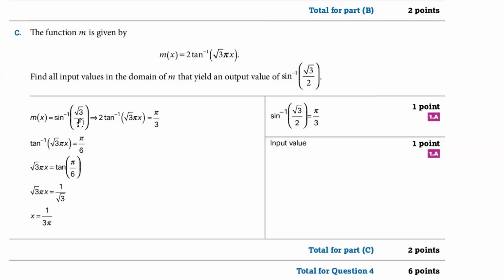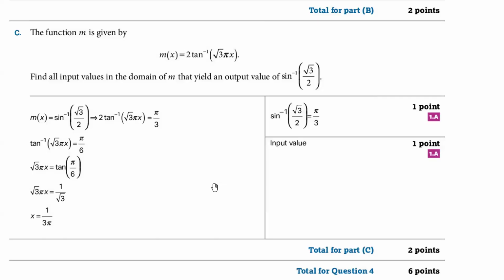So the first step here to solve is to divide by 2. When I divide by 2, we're left with pi over 6. After I divide by 2, I then am going to take the tan, since the inverse of tan inverse is just tan. So I take the tan of both sides. That sets this argument free. So we're left with square root of 3 pi x equals tan of pi over 6.